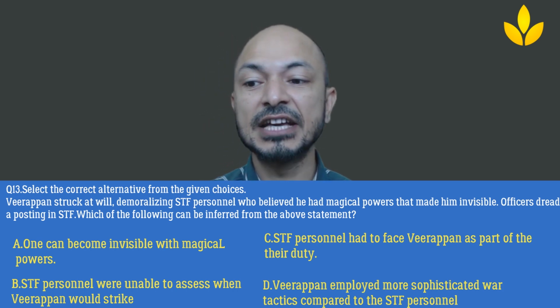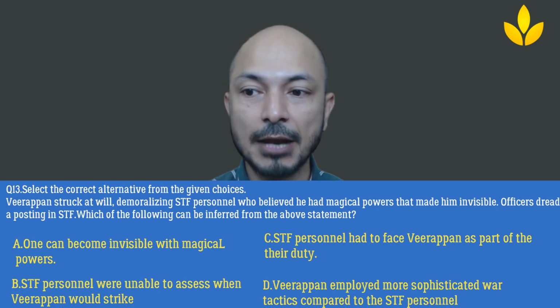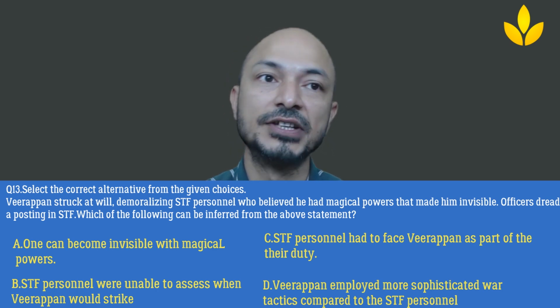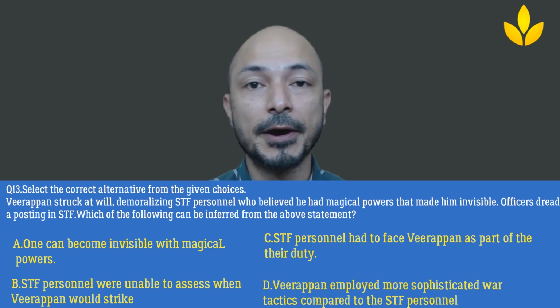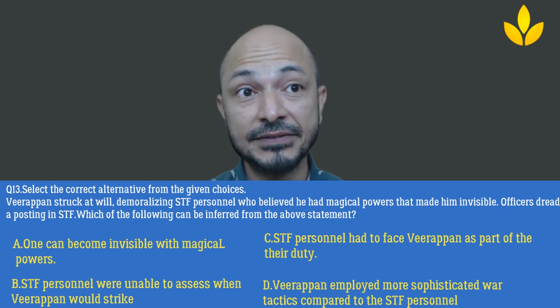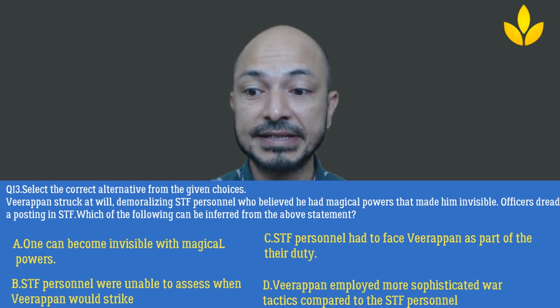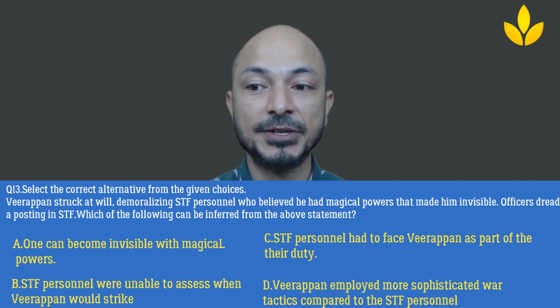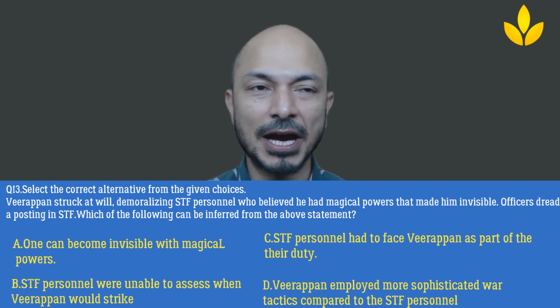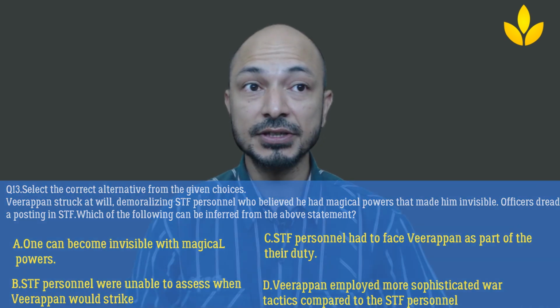And coming to option C, STF personnel had to face Veerappan as part of their duty, which is true because it can be inferred that STF personnel had to face Veerappan as part of the duty. So we can go with option C for now. However, we take a look at the last option as well, option D, and it says Veerappan employed more sophisticated war tactics compared to the STF personnel. Nowhere in the passage is this implied or inferred. So we will safely go with option C over here, which is the right option.